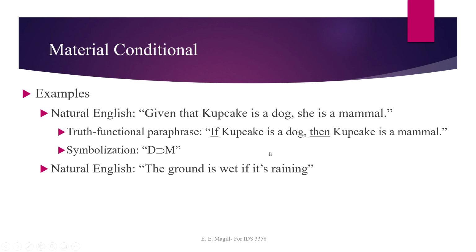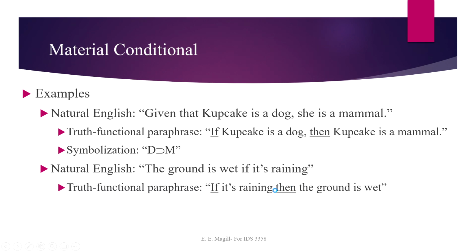Next, we have the ground is wet if it's raining. So here we have the if, and it doesn't say only if, we just have the if. So we know that what comes directly after the if is going to be our antecedent. So when we do that paraphrase, we're going to shift around the order of that sentence and say, if it's raining, then the ground is wet. And then we're going to symbolize that as R horseshoe W, R for it is raining, W for the ground is wet.